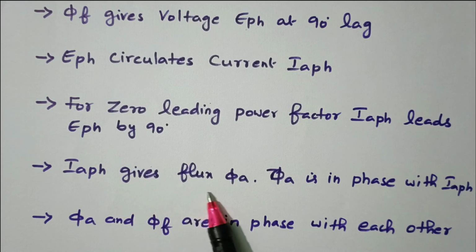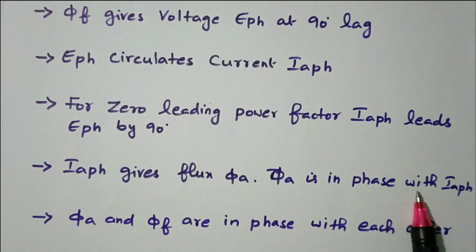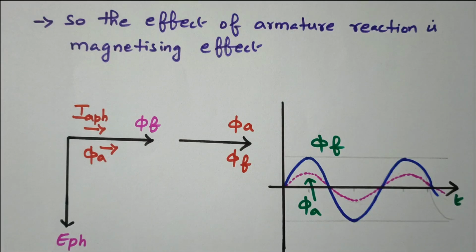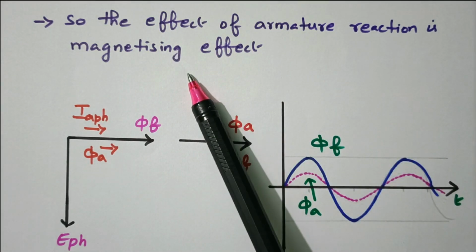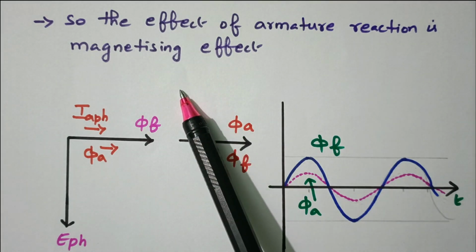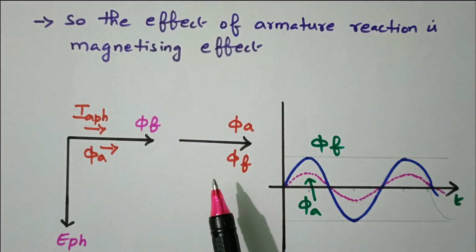IA phase gives a flux pi A, the armature flux. Pi A is in phase with IA phase. In all the cases it is the same. Pi F and pi A are in phase with each other. Now both are in phase. Earlier case, 180 degrees opposite. Now both are in phase. Because they are in phase, what will happen? We'll see that. So both are in phase, so the effect of armature reaction is magnetizing effect, added together, increased. Earlier case completely demagnetized. First case cross magnetized. Now it is magnetizing effect.